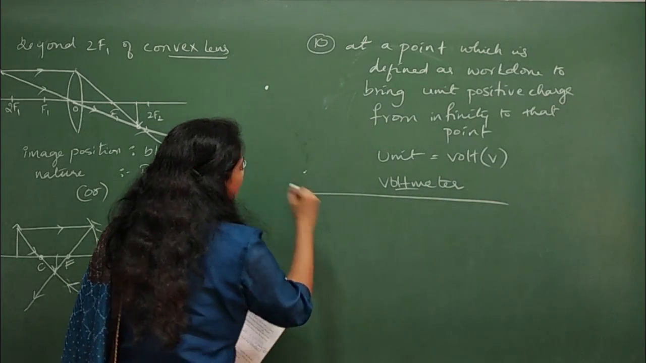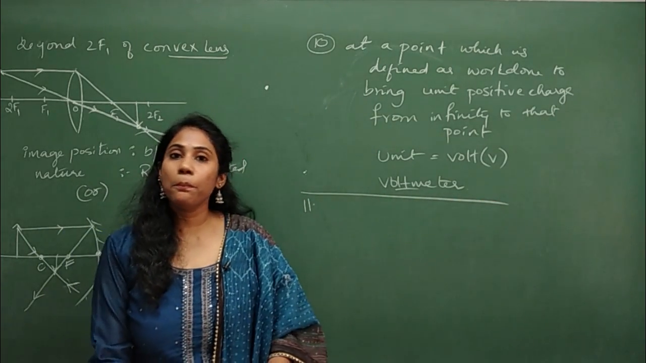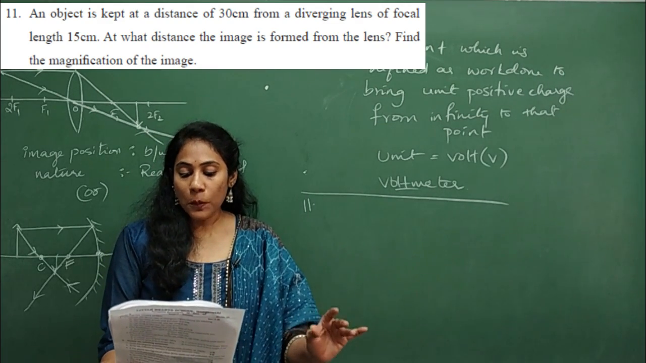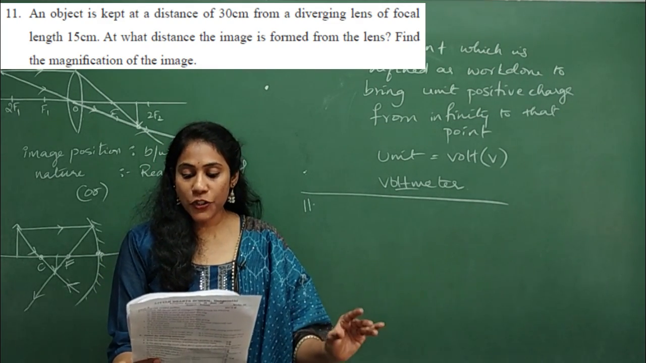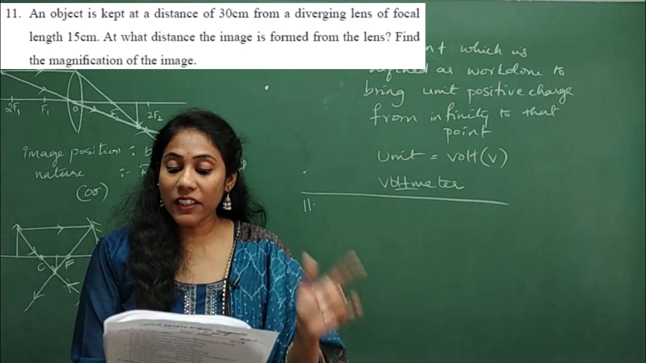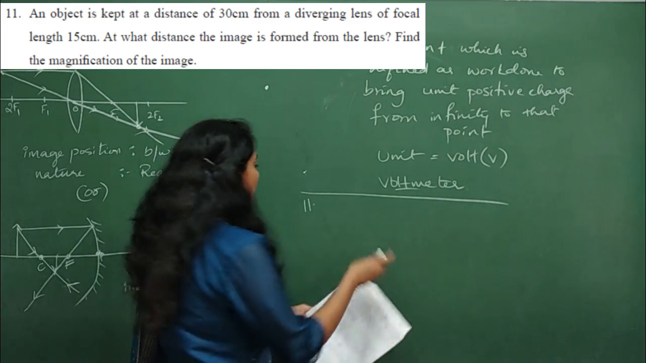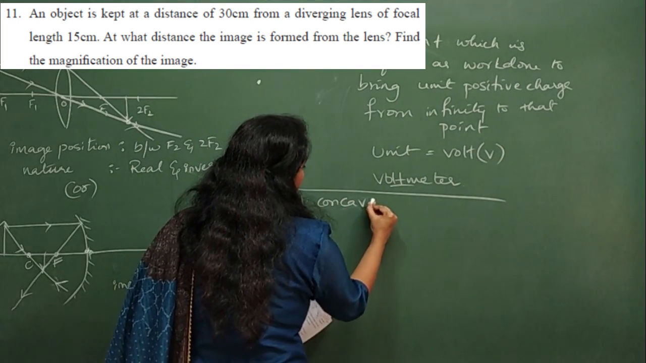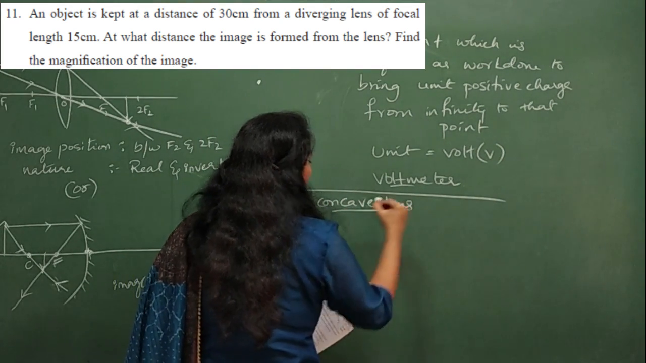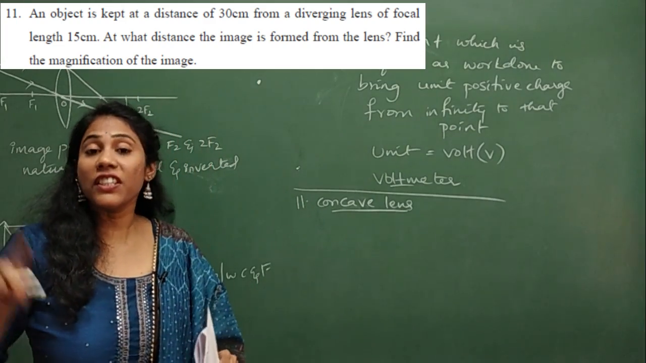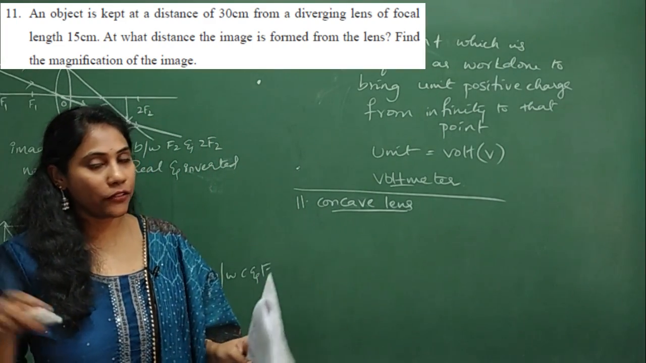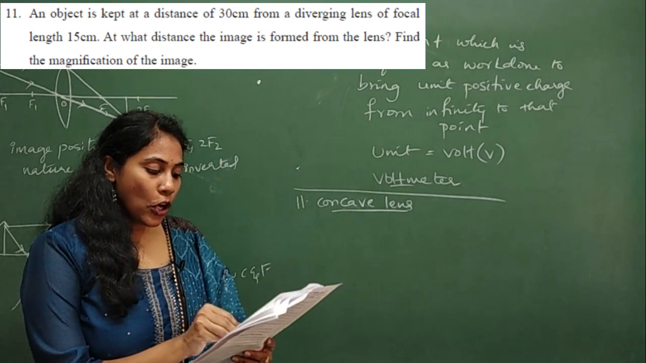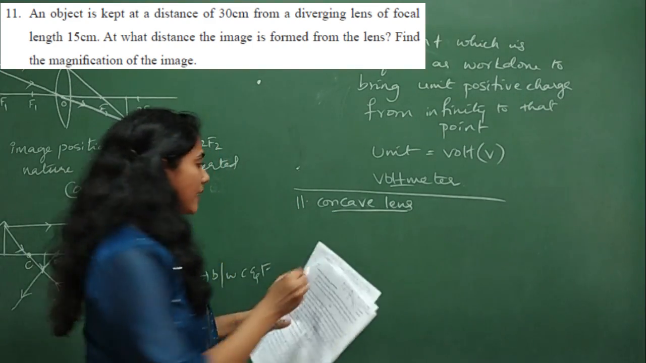So the 11th question is also a very simple problem from the light chapter. Okay, so they said an object is kept at a distance of 30 centimeter from a diverging lens. What do you mean by diverging lens? Diverging lens in the sense concave lens, isn't it? So diverging lens is concave lens, converging lens is convex lens. Shouldn't get confused, right? So concave lens. Fine. So the object is kept at a distance of 30 centimeter.